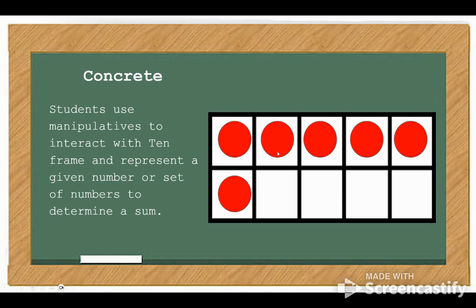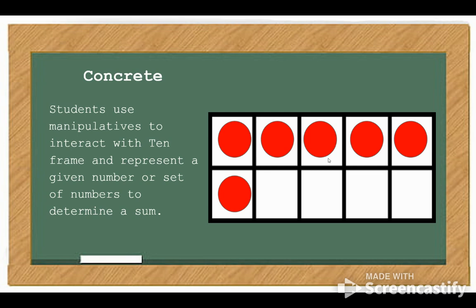So right here we have 1, 2, 3, 4, 5, 6. So this is representing the number 6, and students can begin to associate that each of the squares in the 10 frame represents one single unit.